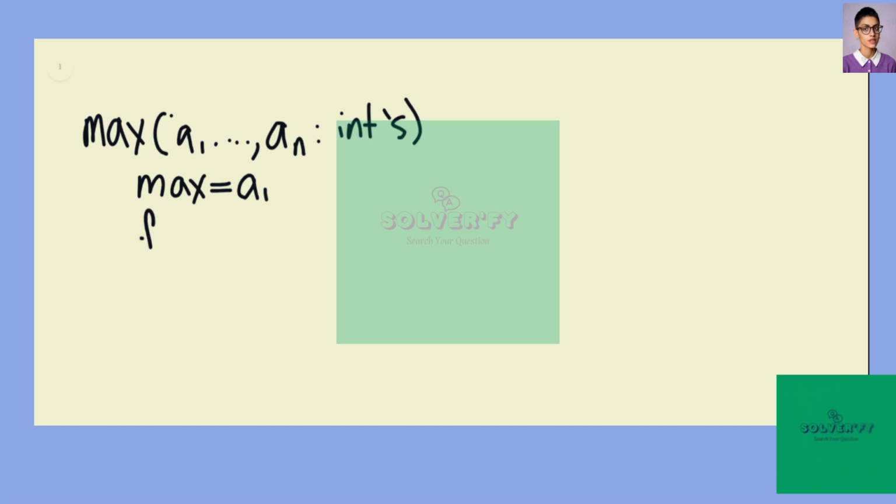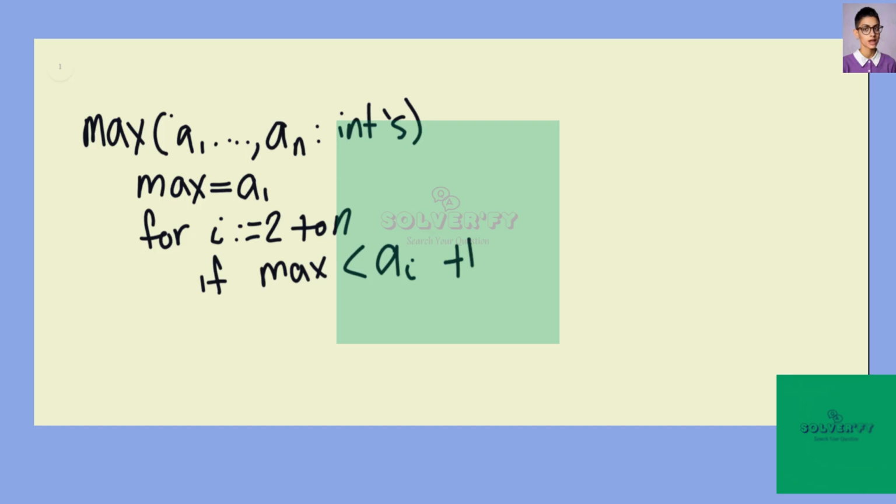And then for all the rest of the elements in the list, so if our index is i, we want to run it from the second element in the list all the way to the last element in the list. We're just going to check to see if what we currently have as our max is less than this element in the list. And if it is, then we want to set our maximum equal to this new element, right? And at the end, we just want to return our maximum.